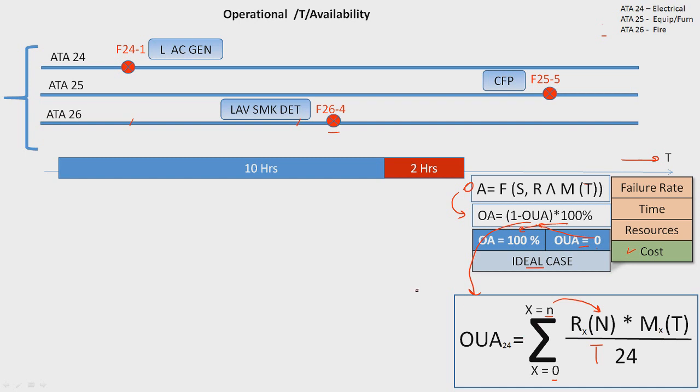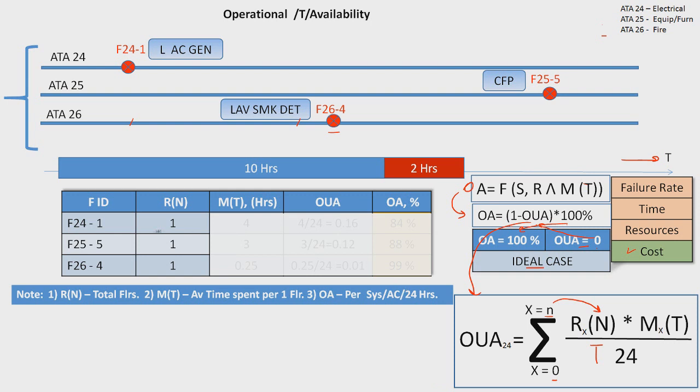Okay, let's calculate our operational availability for each system. I already did this calculation, and here is a table. Column number 1 is the failure identification number. RN in this table means total failures. MT is the average time spent to fix the problem. For OUA, we're going to use this formula. And operational availability, as we said, we're going to calculate per system. Here are the systems, per aircraft, this is the aircraft, okay.